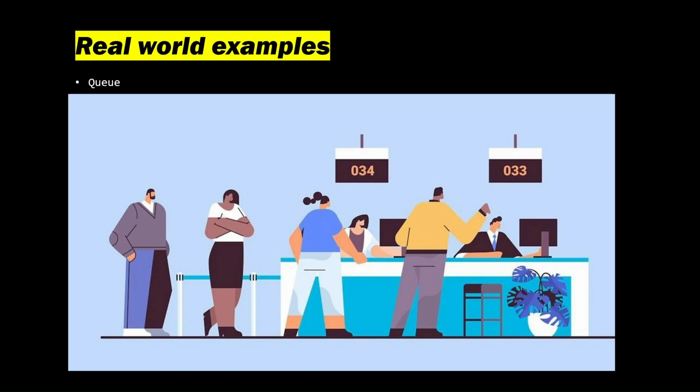Now we are going to understand the concept of a queue using the scenario of a superstore where people are waiting in line at checkout. Think of customers standing in line at checkout.